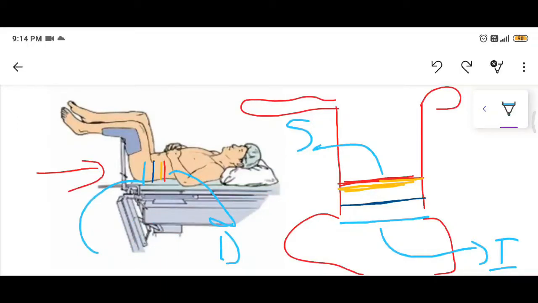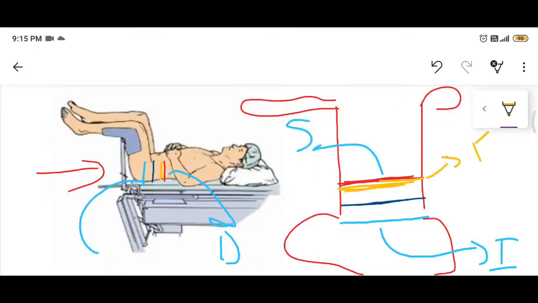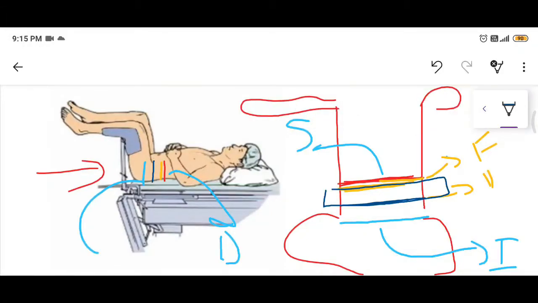Now we will see some pouches. As I said, this is your fascia, the fascia covering the pelvic diaphragm, and this is your perineal membrane. So the space between the fascia covering the pelvic diaphragm and the perineal membrane is called the deep perineal pouch. See, here is the deep perineal pouch.